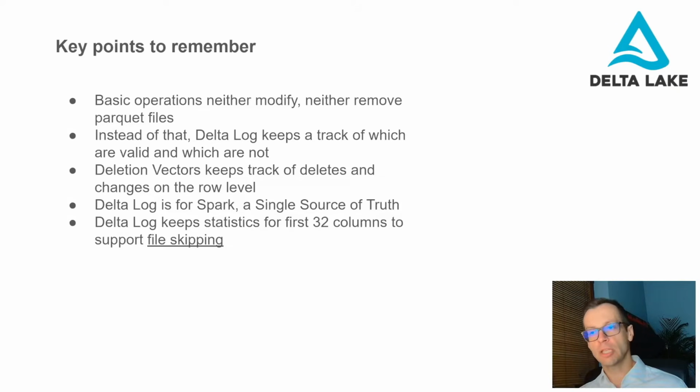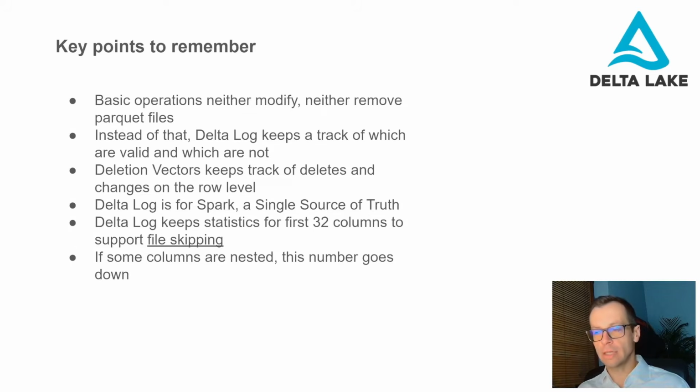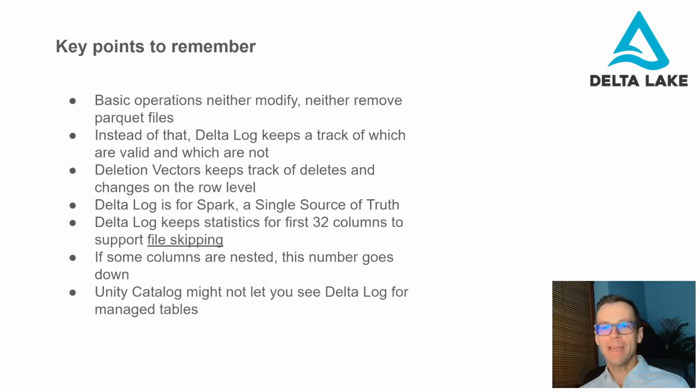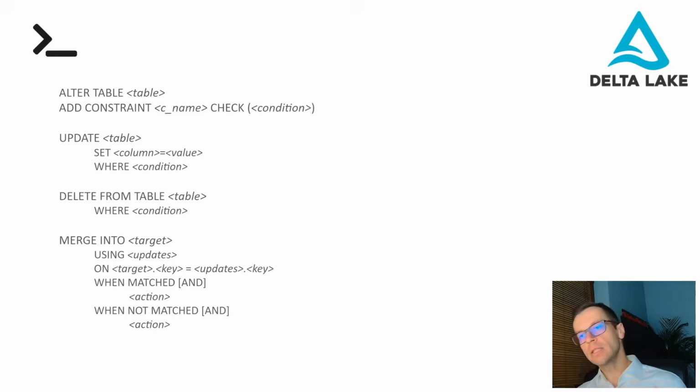And the delta log JSON files keep statistics for the first 32 columns to support file skipping, unless some columns are nested, then this number goes down to consider the nested columns. And this is important because whenever we are designing a wide table, we should think about which columns to put at the beginning. And they also ask about it on the Databricks data engineering exams. And if you are using Unity Catalog, it may not let you see a delta log for the managed table. You may need to go through the Azure portal. And this is a summary of the commands which we have used in that notebook.